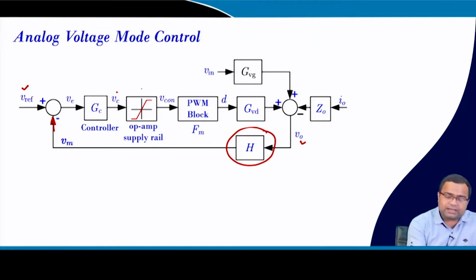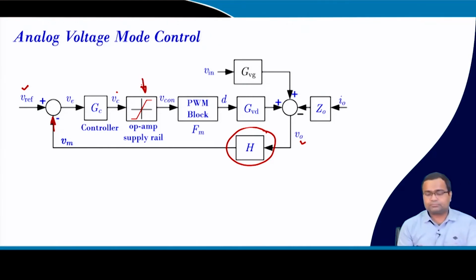Generally we consider an operational amplifier, op amp, for implementing this controller, but an op amp also has a supply rail, so there will be a saturation limit here. Then we have a pulse width modulator block. For variable frequency control, we will have either a constant on time or constant off time modulator, or it can be hysteresis control. In fixed frequency we have the duty ratio, and that duty ratio goes to the GVD, control to output transfer function, that we have already derived.